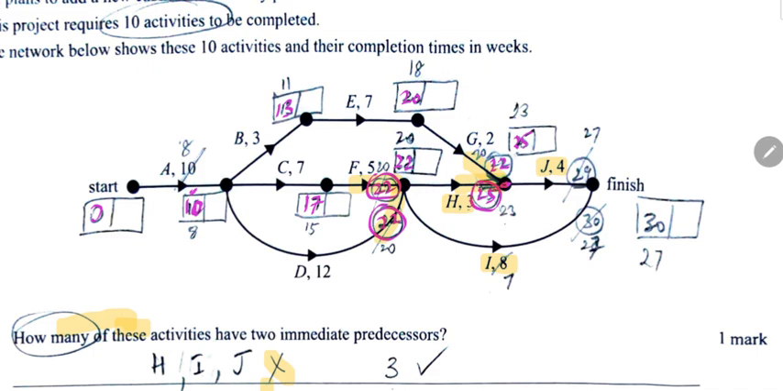And then going along J, 25 plus 4 is 29. But here again, we have to make a choice. So let's come along I. 22 plus 8 is 30. And of the two values, 30. And the minimum completion time is 30 weeks.